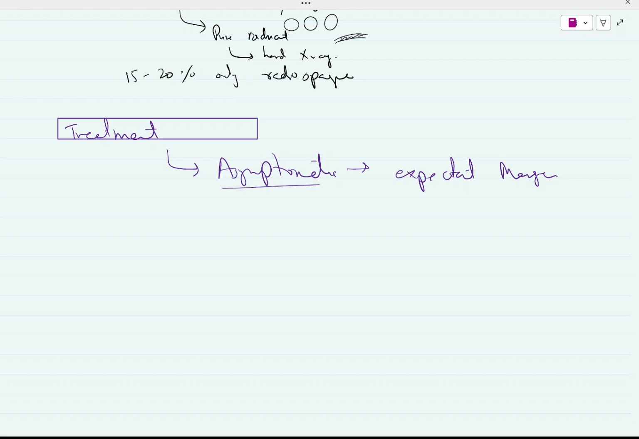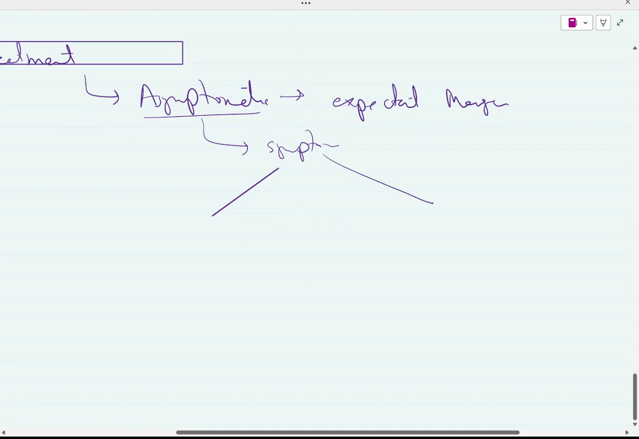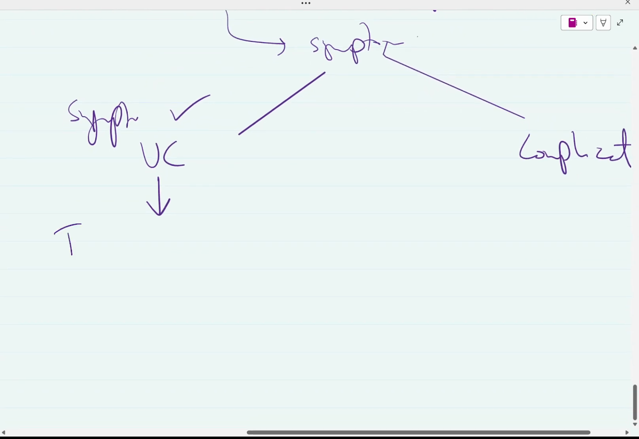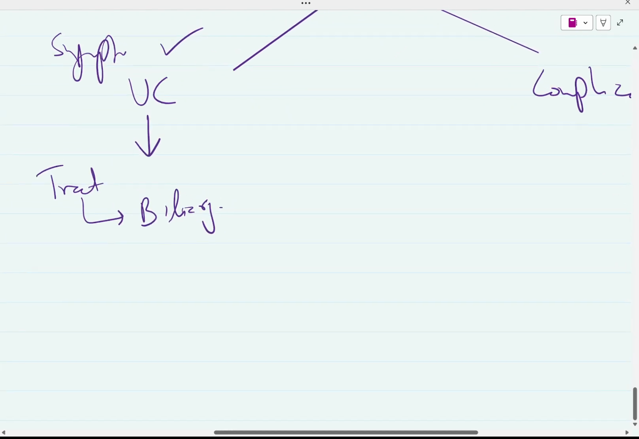So if a patient who is asymptomatic develops symptoms, for such a patient we have two situations. Either it is uncomplicated or the symptoms are complicated. If a patient comes to you with uncomplicated symptoms of cholelithiasis, we'll treat symptomatically, like we'll treat biliary colic. We'll give initial supportive therapy and advise the patient lifestyle modification.